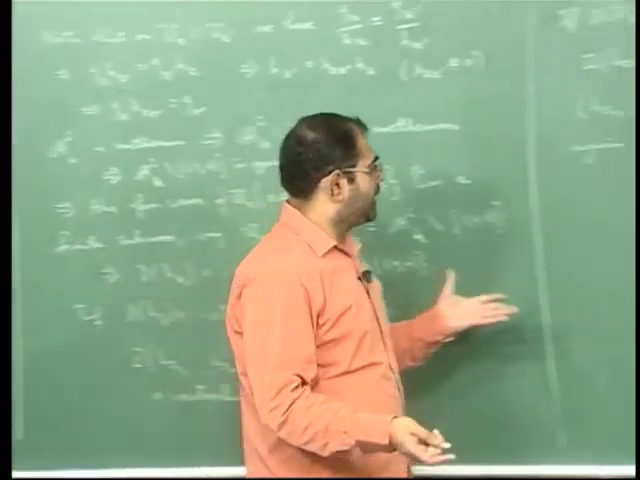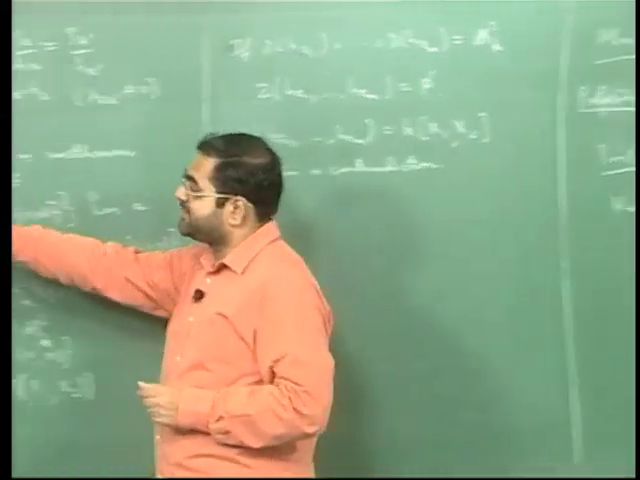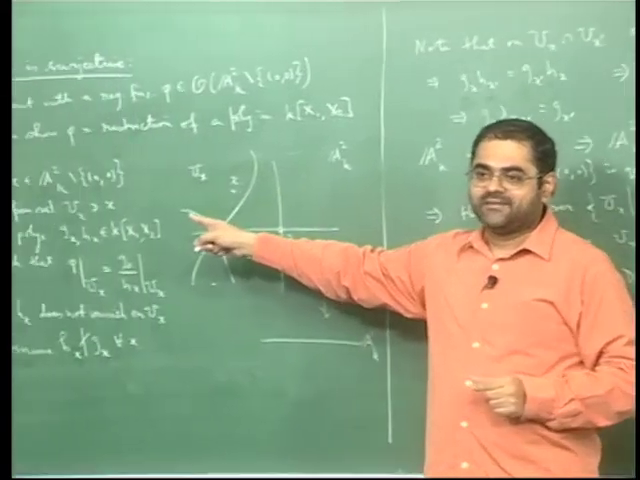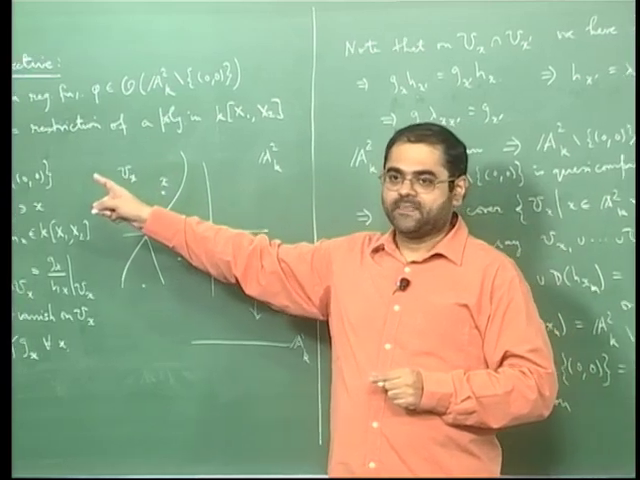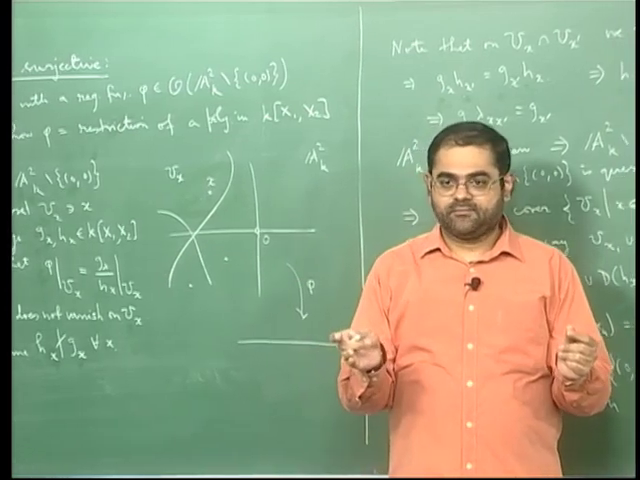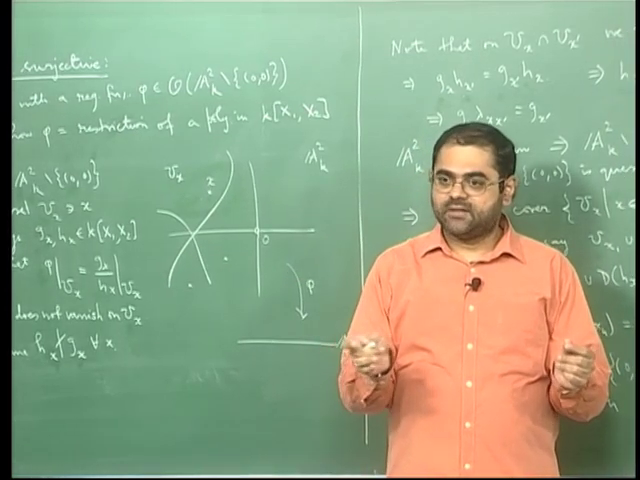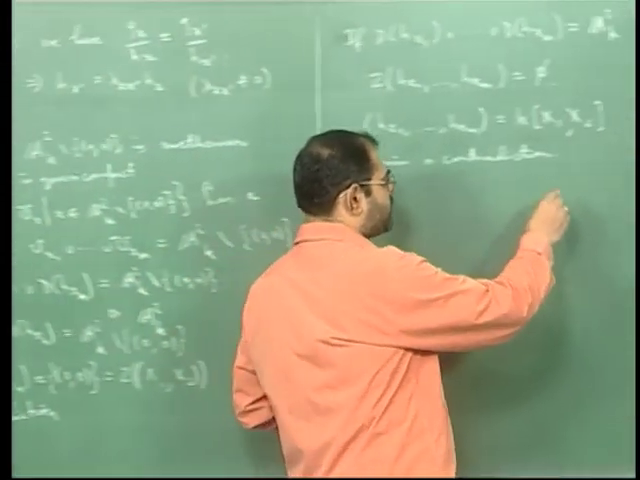Okay, so both these contradictions demonstrate that if you assume that this phi doesn't come from a polynomial, then you get a contradiction. So it means phi comes from a polynomial. Every regular function on the punctured plane is the restriction of a polynomial in two variables. Therefore, the map is surjective, and we are done. Okay, so that finishes the proof.